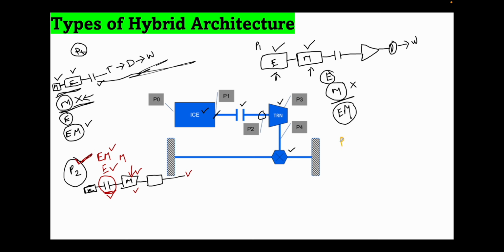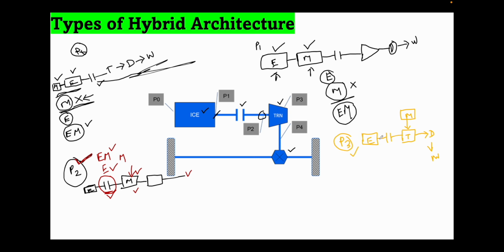So next is the P3 architecture. In the P3 architecture, you will not have the e-machine here, you will have the engine over here, and you will have the clutch here, and you will have the transmission, and this transmission is also having a motor. So the transmission will have the motor, and this will provide the output to the differential, and then you will get it in the wheels. This configuration you can generate with the help of the P3 architecture.